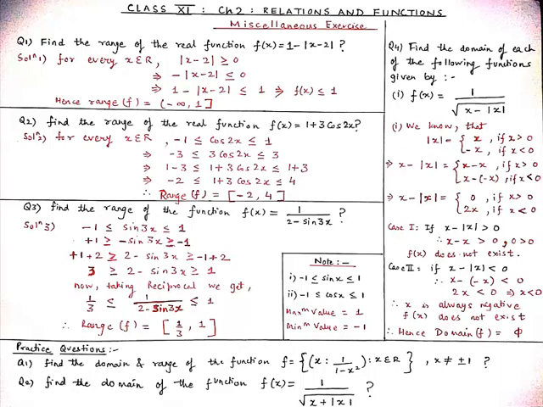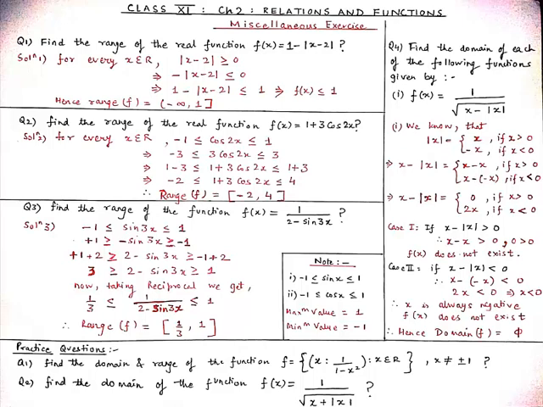The range of the remaining trigonometric functions, we will study later on. As per our question, since we know that the range of the cos function is from -1 to 1 in closed interval for every x belonging to the real numbers, we can write it as -1 less than or equal to cos 2x less than or equal to 1.